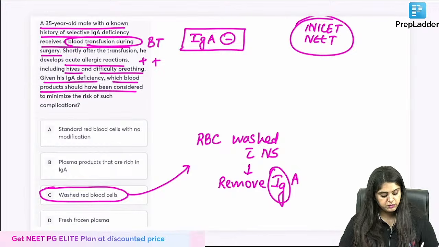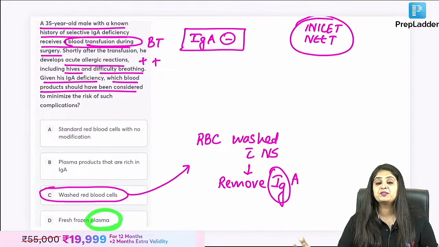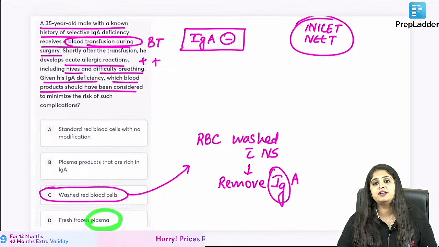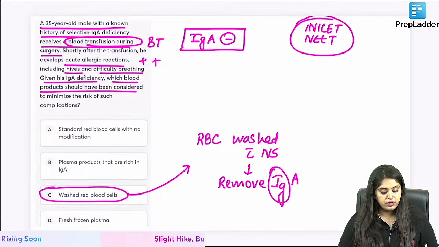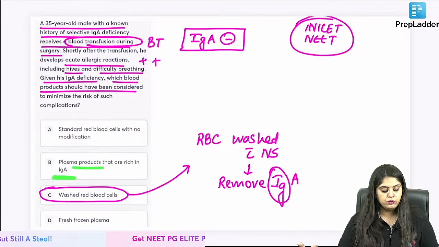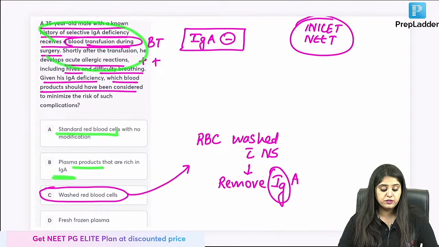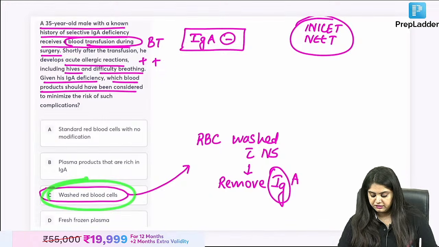Last option not visible. Sorry, that was fresh frozen plasma. That you will not at all give, because plasma will have lots and lots of antibodies, and that is going to create an entire havoc in this patient. So you will never give products which are rich in IgA. That is also not making sense. You will not give standard red blood cells because you were giving those and patients ended up having reaction. You will give washed RBCs. Is this okay?